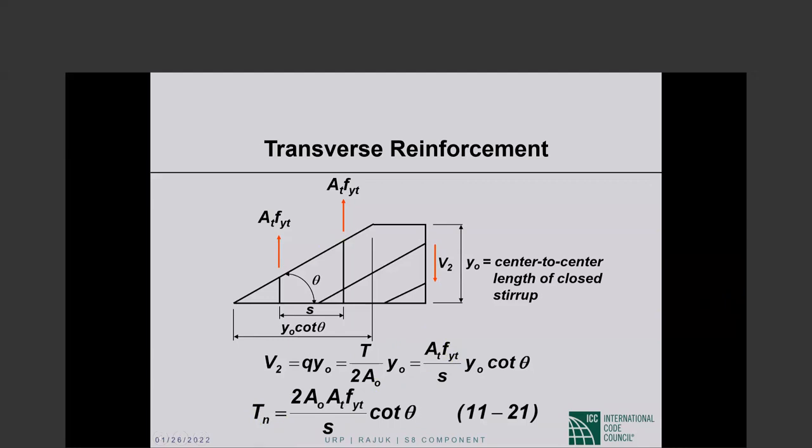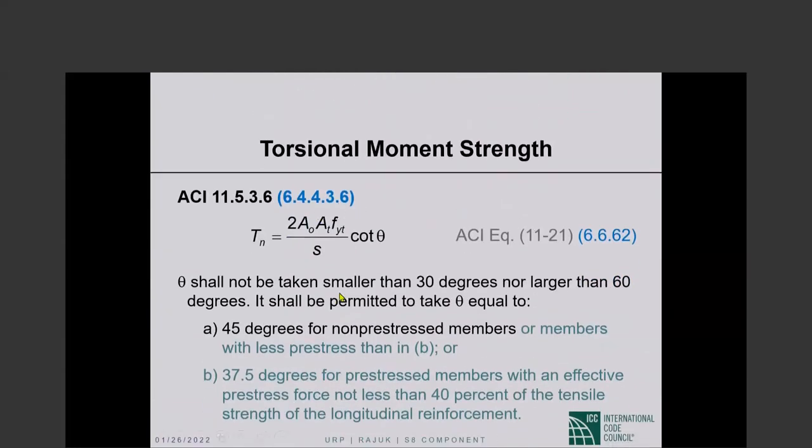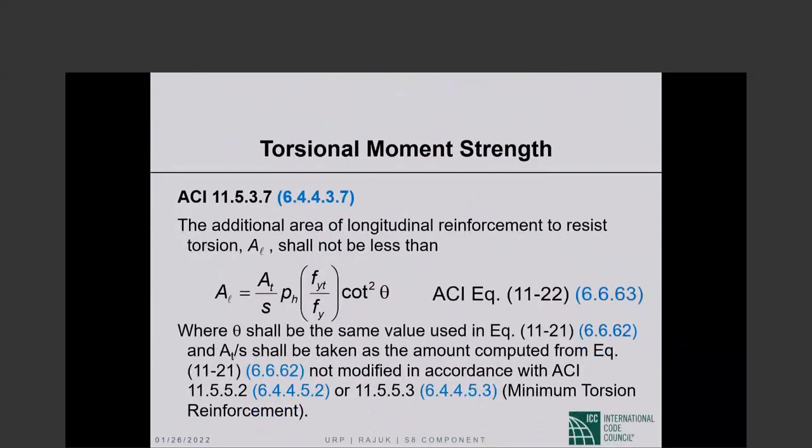So the expression for T sub n that we rewrote: theta shall not be taken smaller than 30 degrees nor larger than 60 degrees. It shall be permitted to take theta equal to 45 degrees for non-pre-stressed members or members with less pre-stress than indicated here. 37.5 degrees for pre-stressed members with effective pre-stress not less than, I'll let you read that. So theta is between 30 and 60 degrees. We typically take it as 45 degrees for non-pre-stressed members.